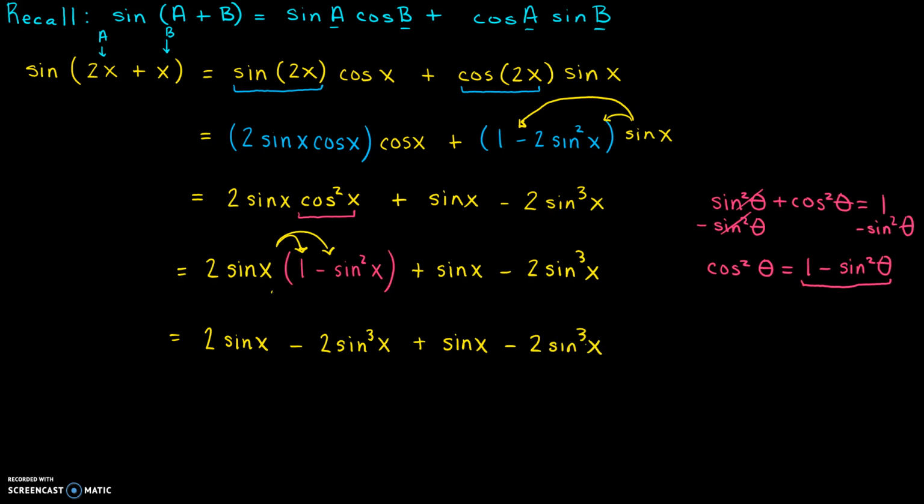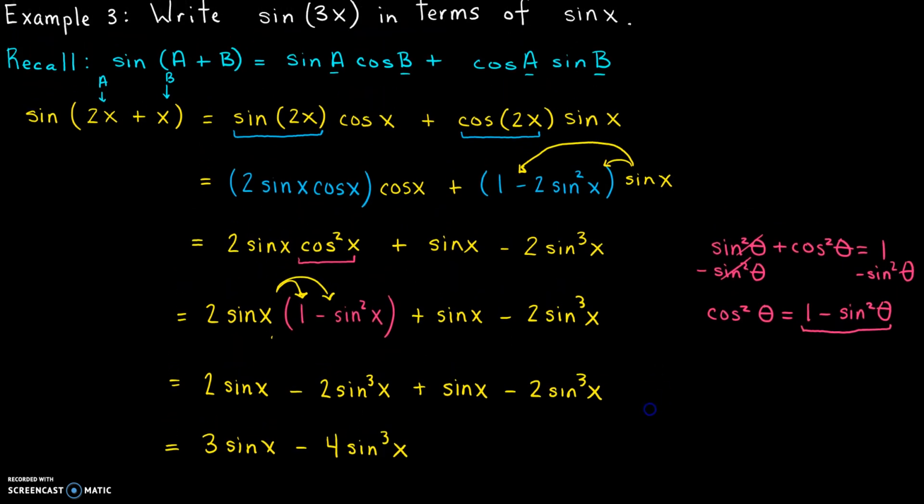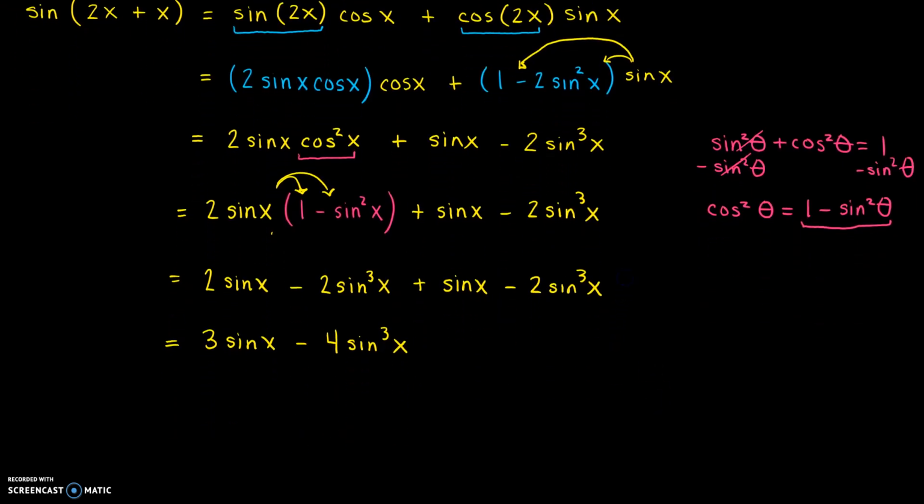Now it's just a matter of combining like terms. I have 2 sine x plus another sine x, which gives me 3 sine x. Then I have negative 2 sine cubed minus 2 sine cubed, which is negative 4 sine cubed of x, and we've done it. We've broken down this sine of 3x, this triple angle, into an expression that involves just a single angle, which is x. And so this right here would be our answer.